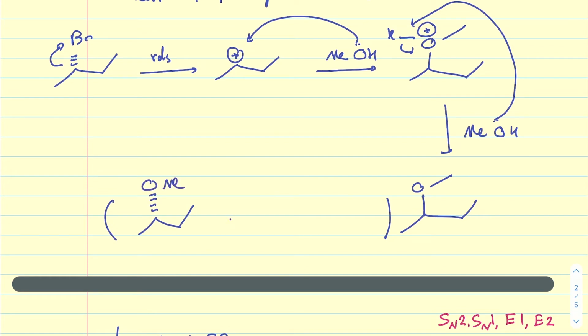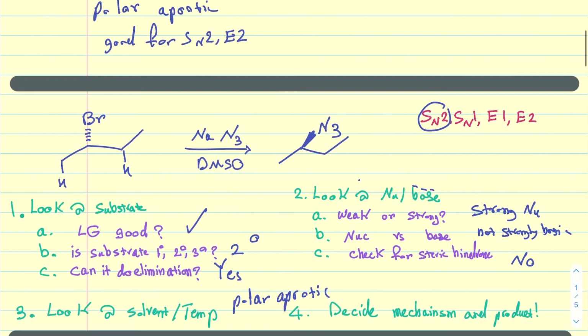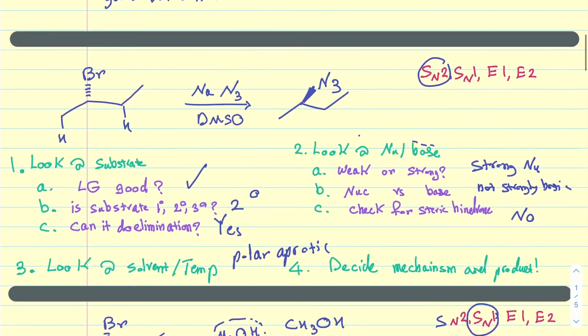So you're going to get this plus this in pretty much equal amounts. So we're going to get this as the product, a racemic mixture, and the mechanism is going to be SN1. Now notice how a secondary substrate can give us either SN1 or SN2 depending on the conditions of the reaction. The previous example was also a secondary substrate, but that gave us an SN2 reaction because we combined that with a strong nucleophile and a polar aprotic solvent that tipped the balance towards an SN2 reaction.